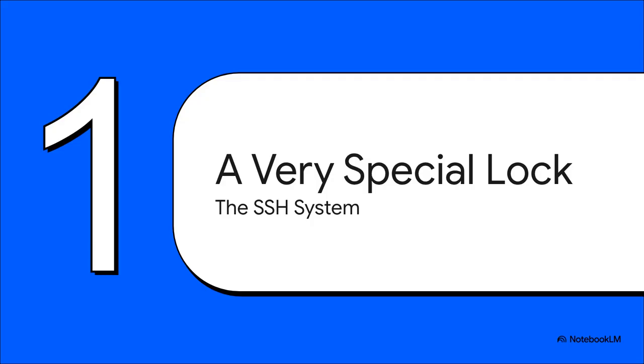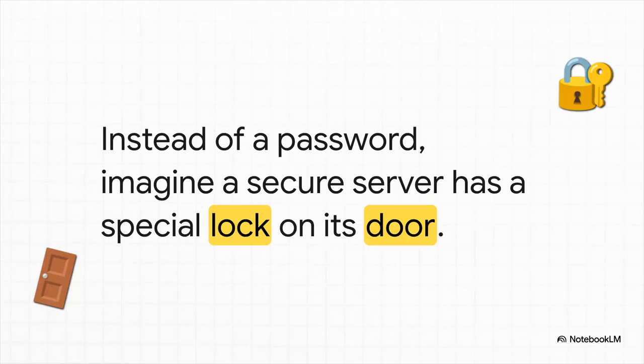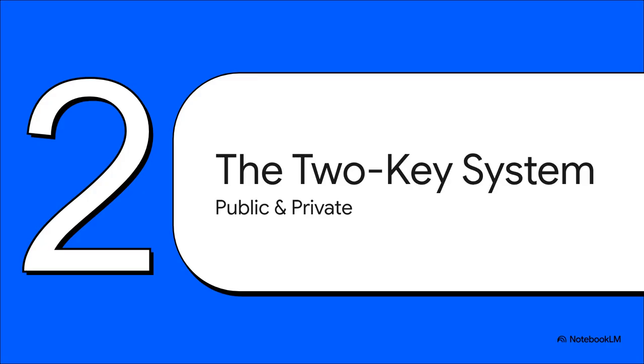First things first, we need to understand the lock. But this isn't just any old lock. I want you to picture a server like it's a secure room. Maybe it's holding really valuable, sensitive data. Now, on the door to this room, there's no keypad for a password. Nope. Instead, it has a very, very special kind of lock installed. This is our starting point. And this special lock is what brings us to the absolute heart of the idea. It's all about a two-key system.